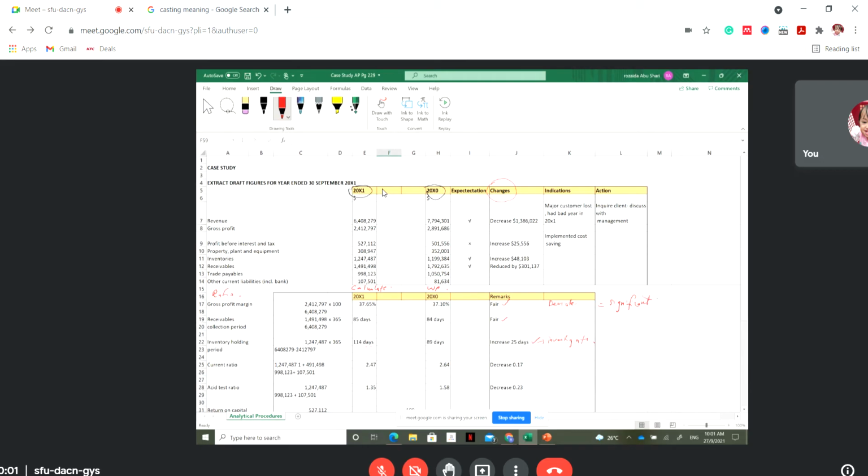Okay, significant. So what is the reason? You have to identify the indication why there is a decrease in revenue. So look at your book. Why is there a decrease in revenue? So maybe major customer loss. Okay, decrease in revenue, sales has reduced. Maybe because of COVID-19. Okay, so look at here.